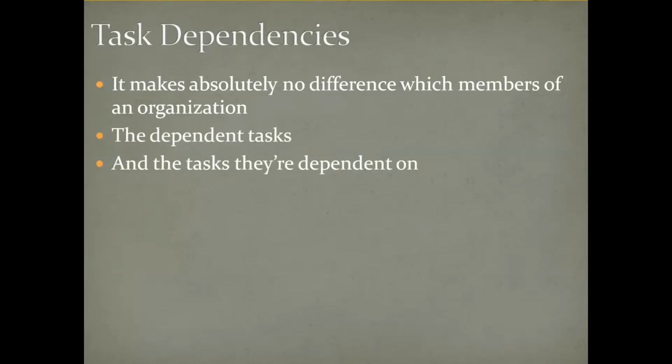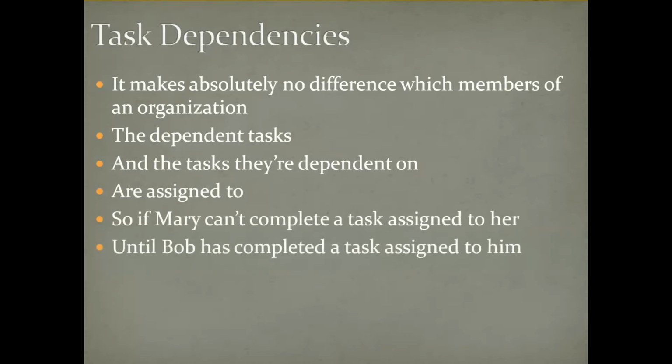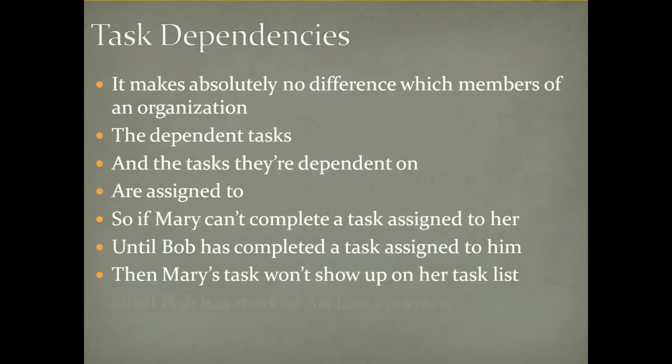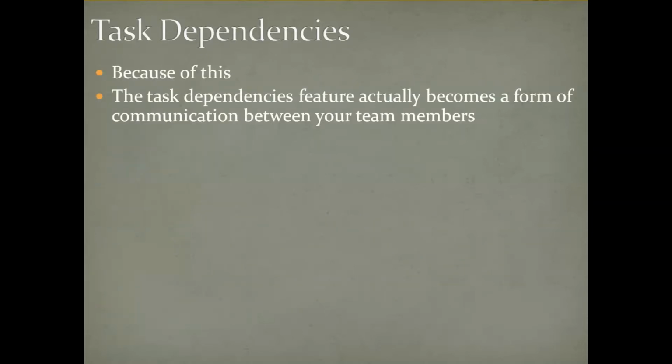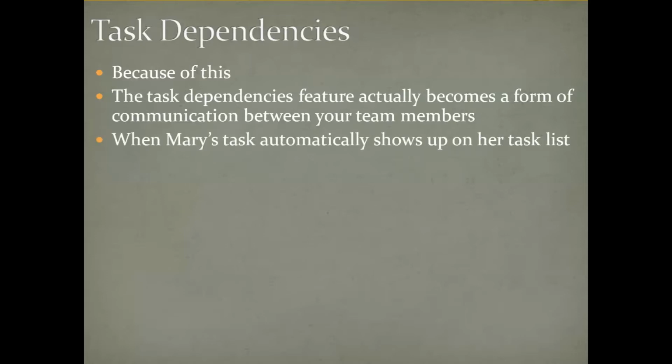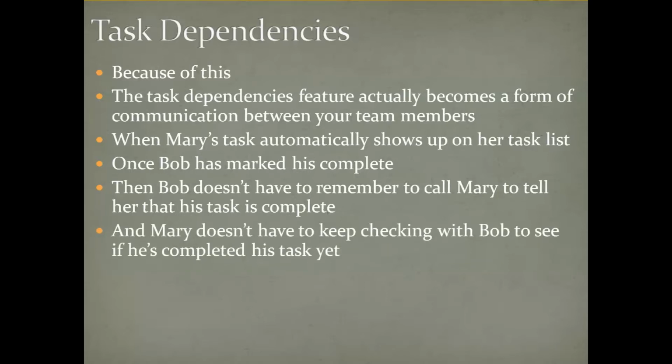In the application, it makes absolutely no difference which members of an organization the dependent tasks and the tasks they're dependent on are assigned to. So if Mary can't complete a task assigned to her until Bob has completed a task assigned to him, then Mary's task won't show up on her task list until Bob has marked his task complete. Because of this, the task dependencies feature of the application actually becomes a form of communication between your team members. When Mary's task automatically shows up on her task list once Bob has marked his task complete, then Bob doesn't have to remember to call Mary to tell her that he's completed his task, and Mary doesn't have to keep checking with Bob to see if he's completed his task yet.